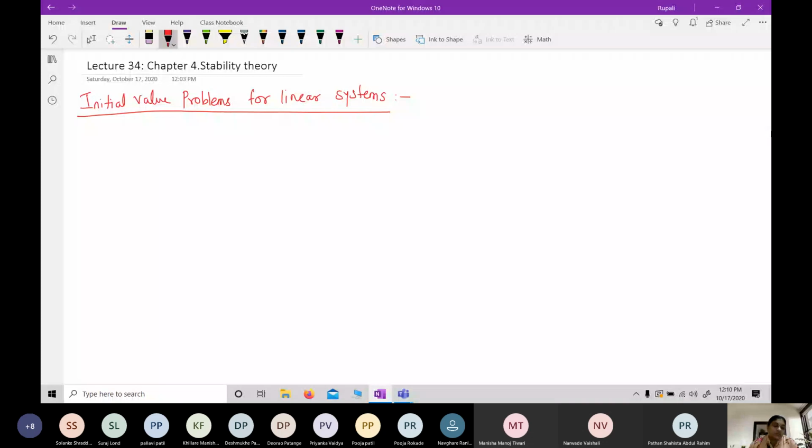So many times in real life, mathematical models are based on systems which contain many unknown quantities rather than one. So we will consider here the system of n equations in n unknowns. So for that, we will start with initial value problems for linear system.